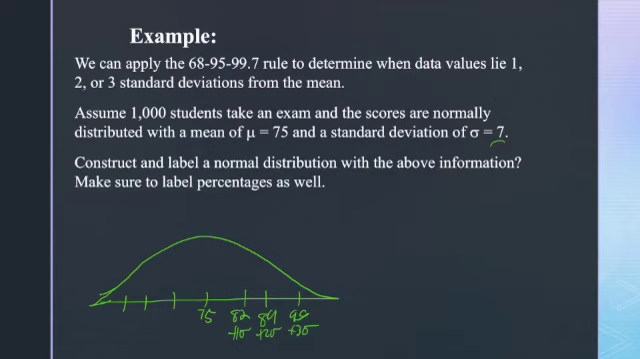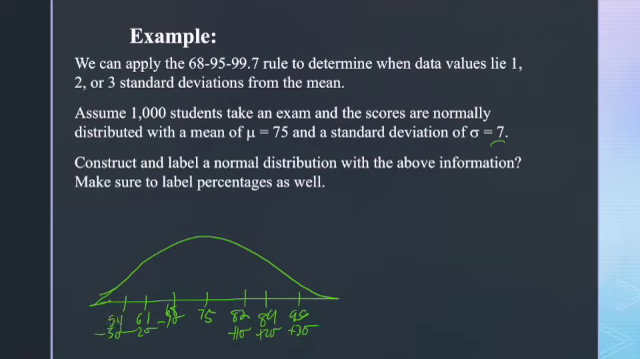Now, what if I go standard deviations below the mean? If I go 1 standard deviation below the mean, that puts me at 68. If I go 2 standard deviations below the mean, 61. If I go 3 standard deviations below the mean, I'm at 54.